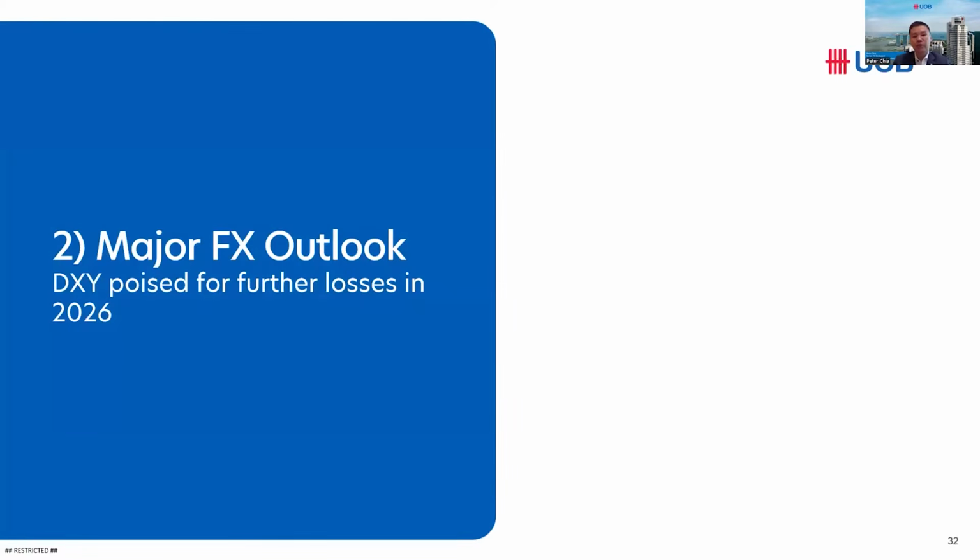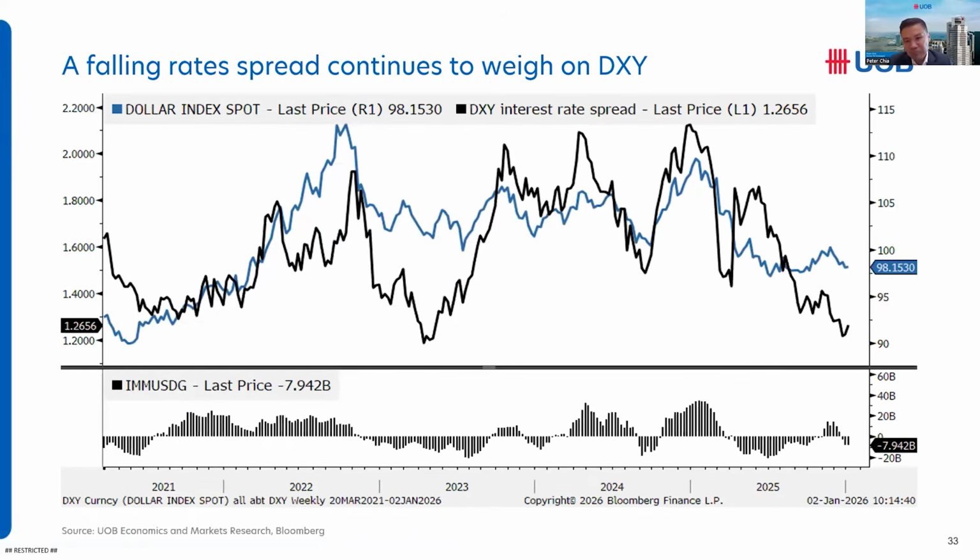Okay, so without further ado, let's move into the main dish, which is the FX market. So the dollar, clearly by now, everyone knows it was a bad year for the dollar, down 9% on the dollar index last year. So what do I expect this year? We are looking for further declines. Why? It will still be driven by Fed rate cuts.